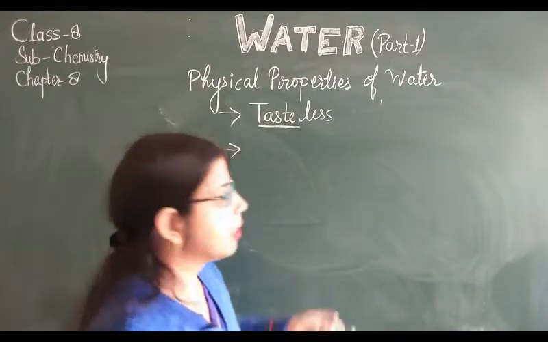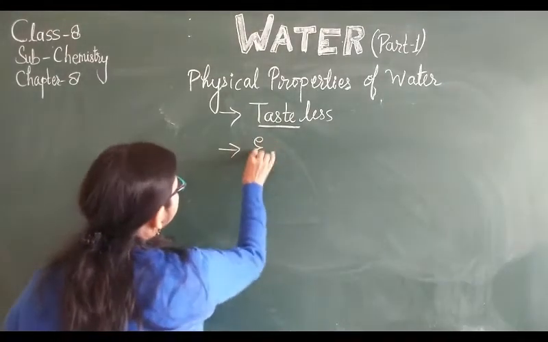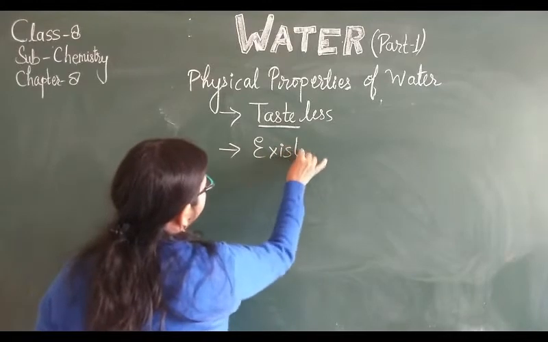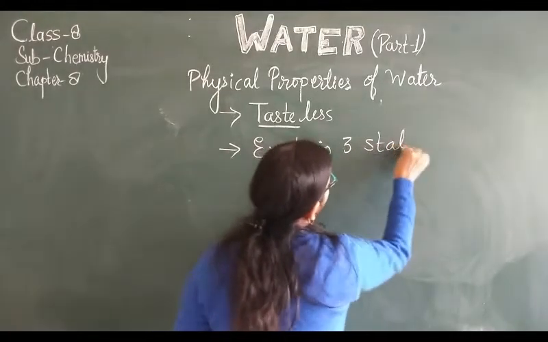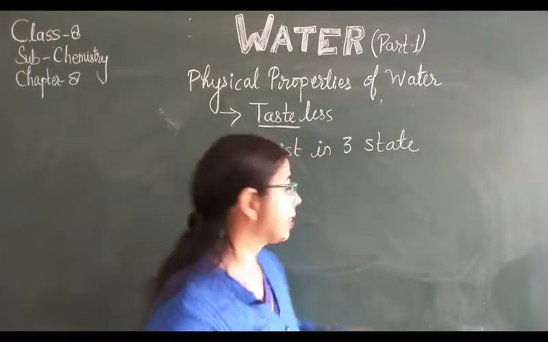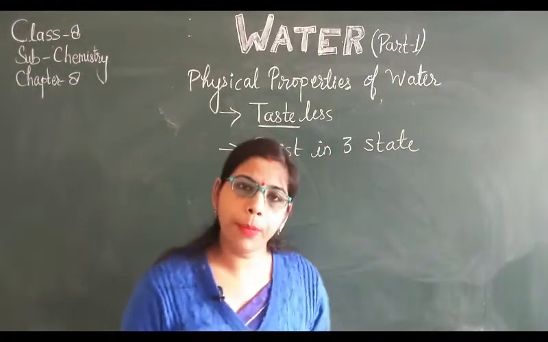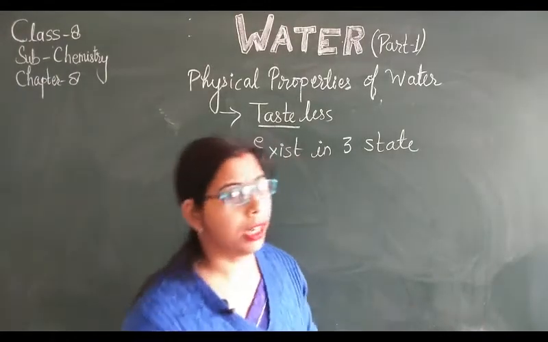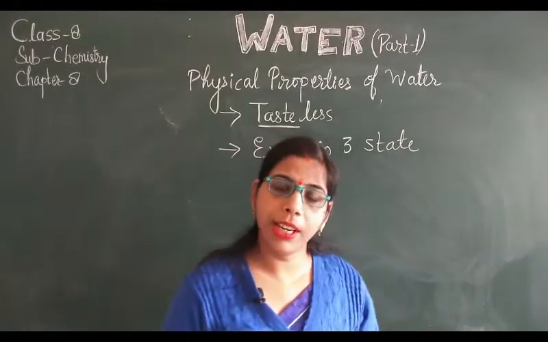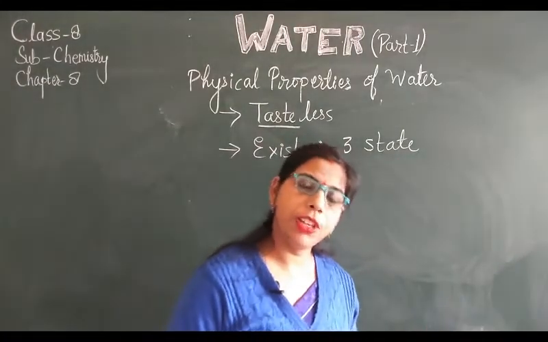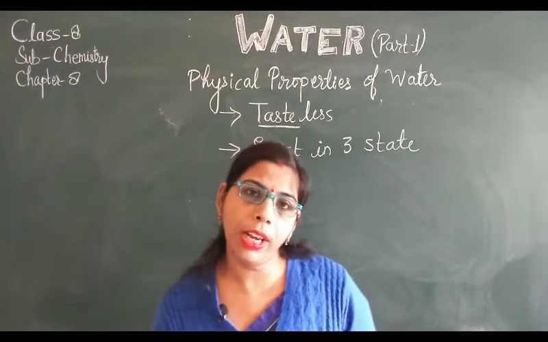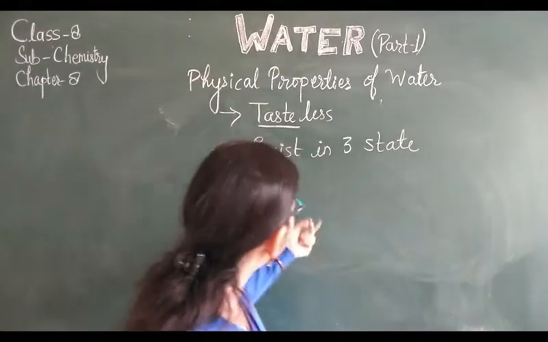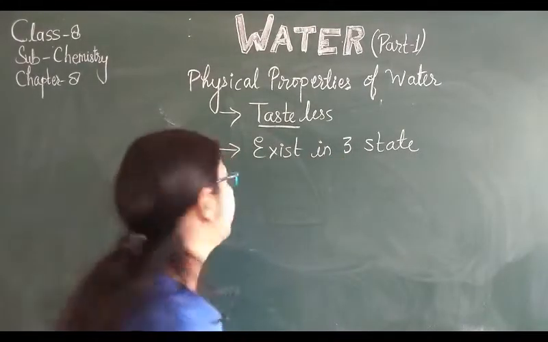Okay. Now water is a thing which exists in three states. That means all the three states of matter exist in water. At room temperature it will be liquid. At the lower temperature, that means at 0 degree centigrade, it will freeze and become ice, and at 100 degree centigrade it will boil and become vapor. That means it exists in all three states.